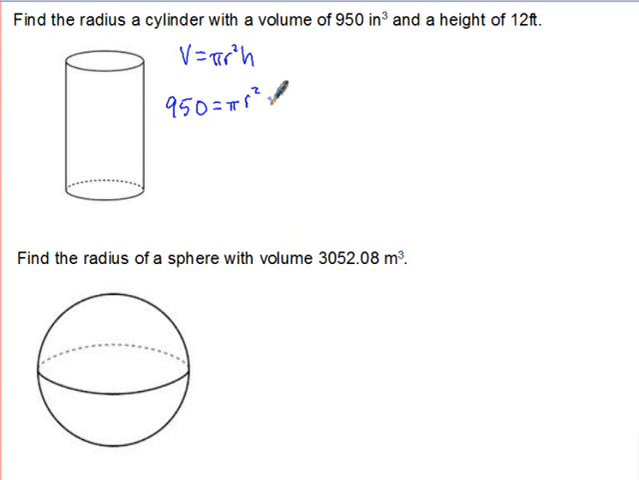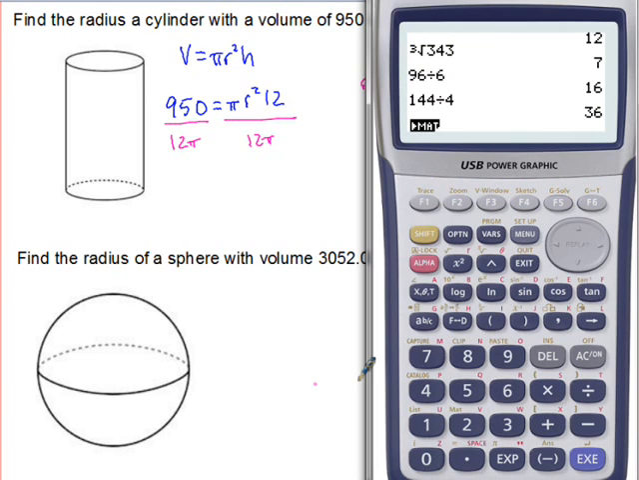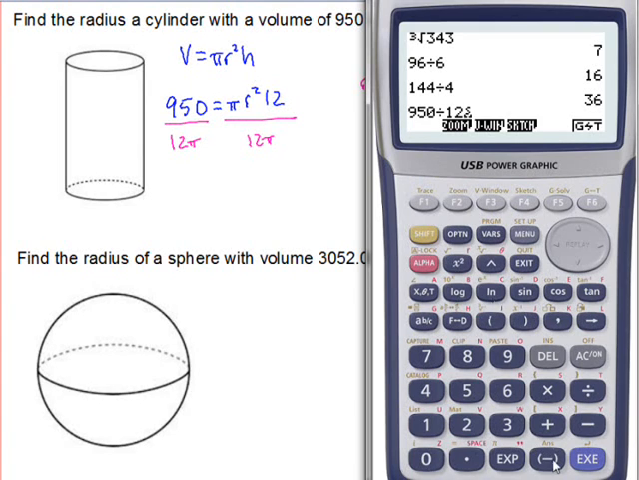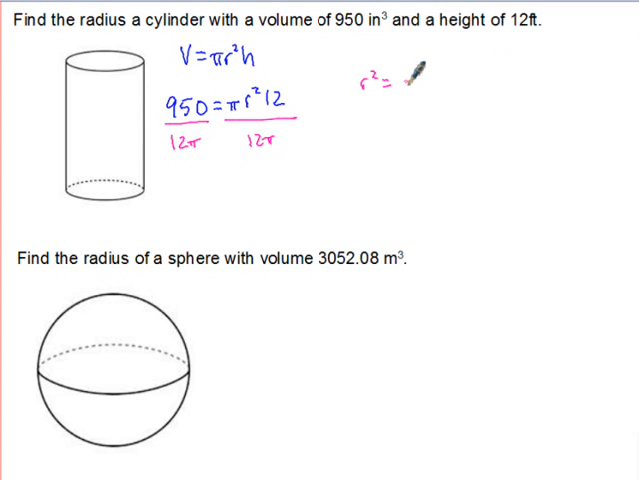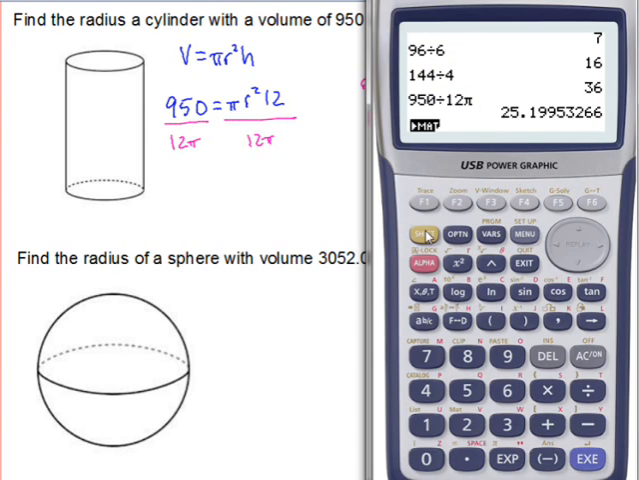To main office. Okay, and that's 12. Then we're going to divide both sides by 12 pi. And we'll be left with r squared equals, let's do 950 divided by 12 pi. Wrong button. There we go. That's 25.19999, 25 point, let's call it 25.2. And then when we take the square root of that, we're going to get 5 point something very small. 5.02 we'll call it.